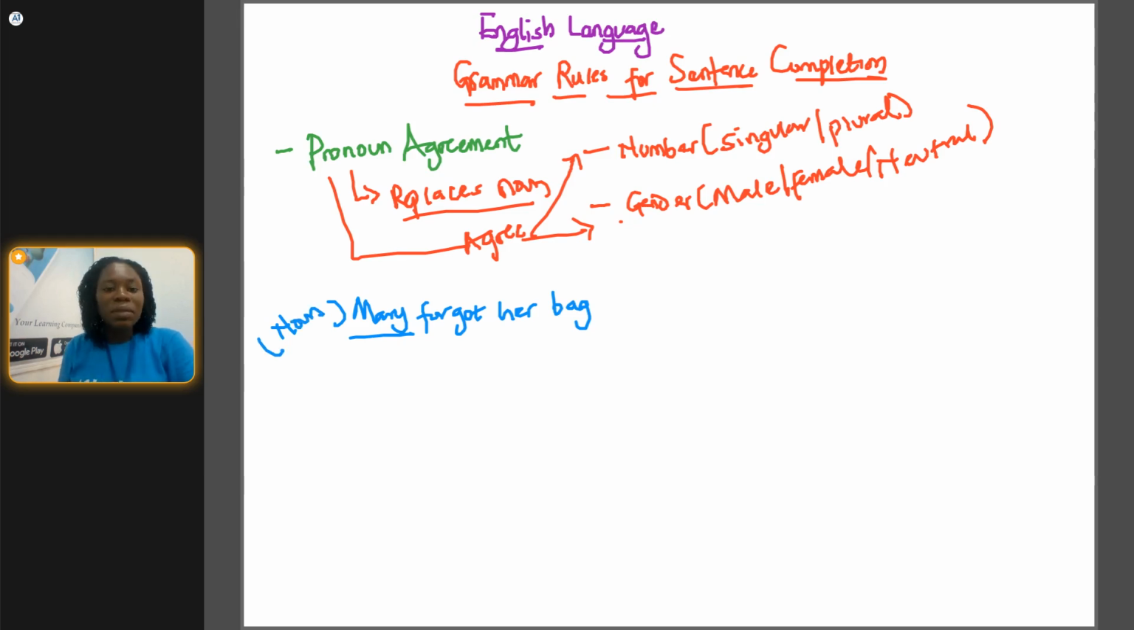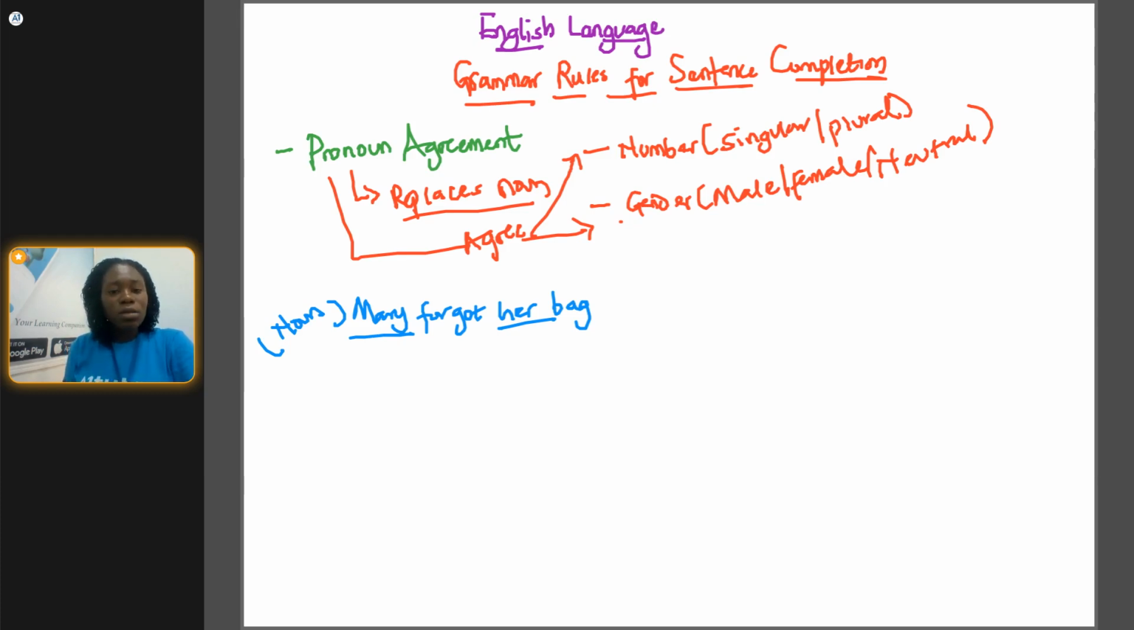Now it has to agree with the pronoun. Here is the pronoun. All right. So the pronoun here replaces the word Mary. So instead of us to have Mary forgot Mary's bag, we have Mary forgot a bag. And that's the work of a pronoun, to replace a noun and to help us reduce how we repeat nouns. All right. So it's proper to just have the pronoun here. So we have Mary forgot her bag.